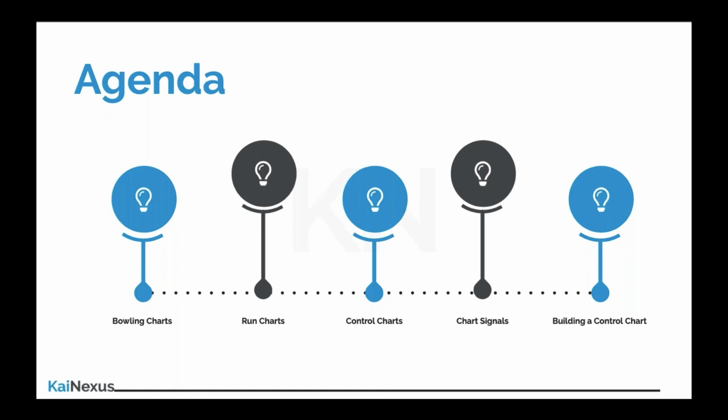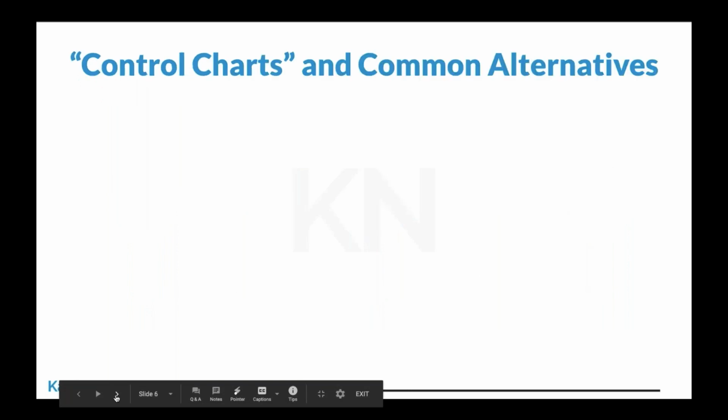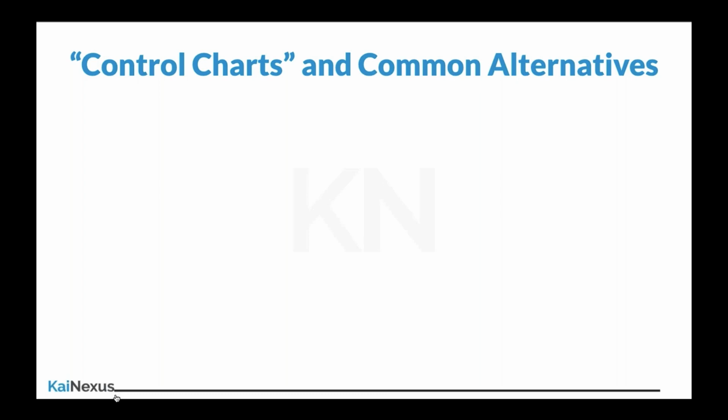So we'll take a look at those three ways of visualizing data, and then we'll also talk briefly about how do we use a control chart. What are signals that tell us that our system and our metric has changed in a meaningful way. And then I'm going to hand things back over to Adam and Ryan to show you the functionality in KaiNexus and how to build a control chart. We'll have an opportunity to talk about how to use control charts.